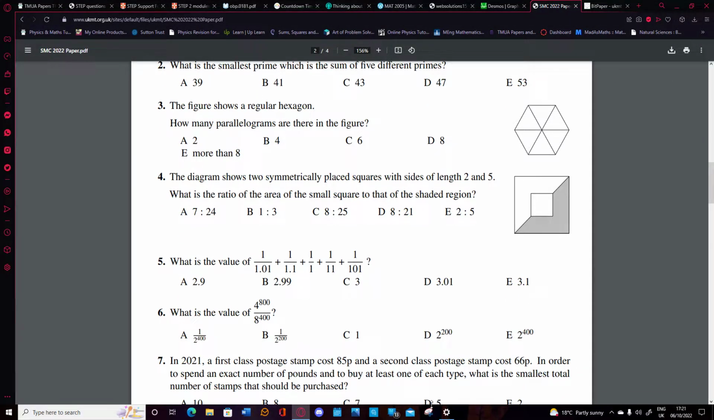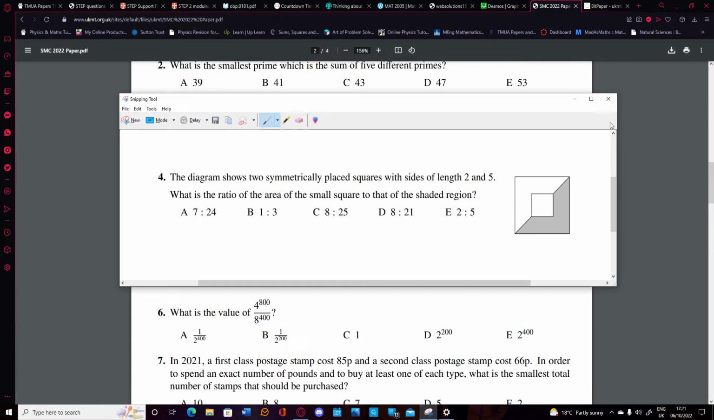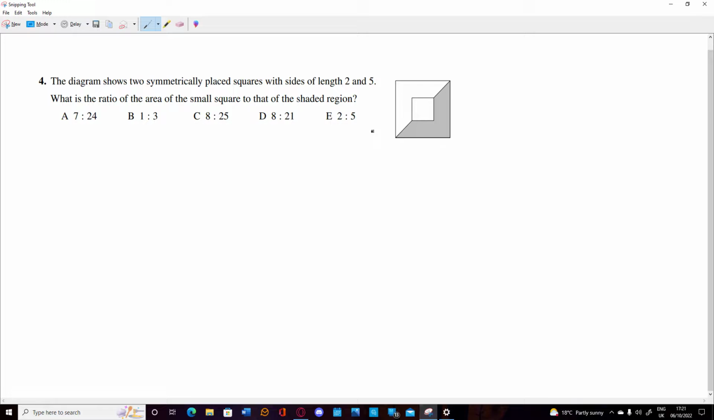Question 4. This is actually a pretty similar one to one from years back, but pretty similar to this. Diagram shows 2 symmetrically placed squares with side length 2 and 5. What's the ratio of the area of the small square to the area of the shaded region?